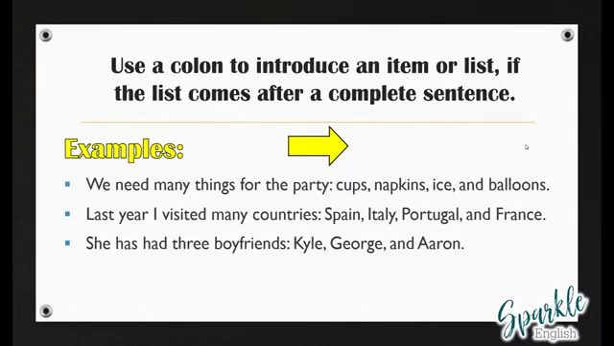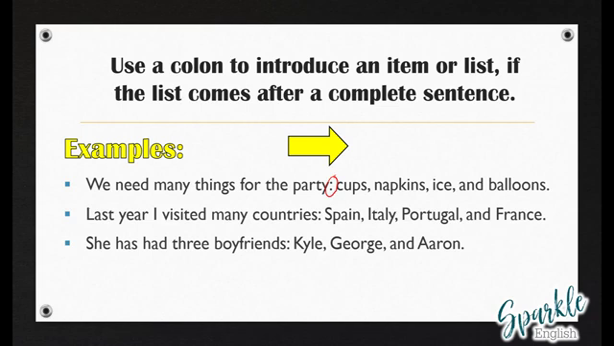So the first rule is use a colon to introduce an item or list if the list comes after a complete sentence. For example, we need many things for the party: cups, napkins, ice, and balloons. You can see here we have placed a colon after party.